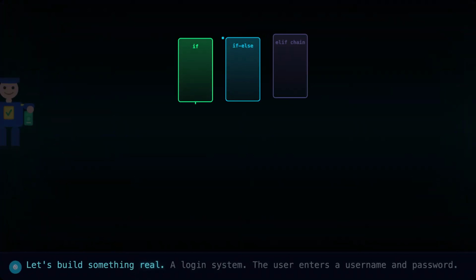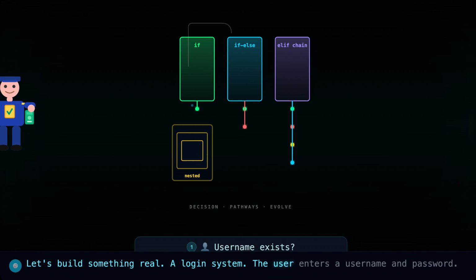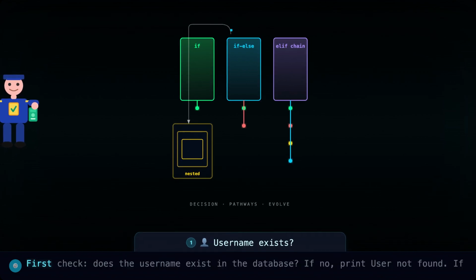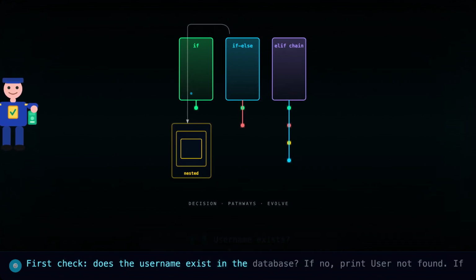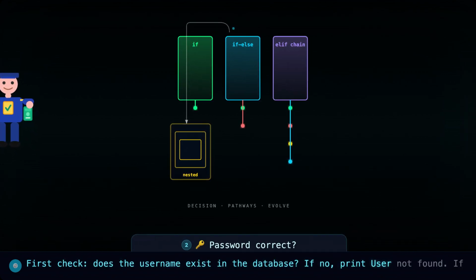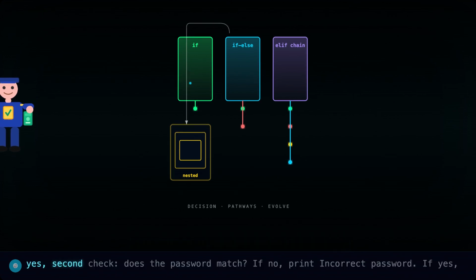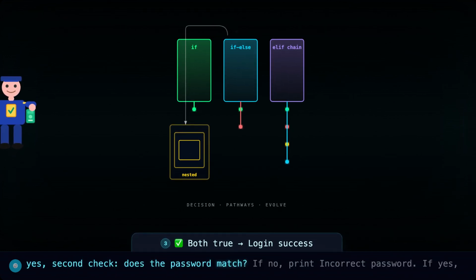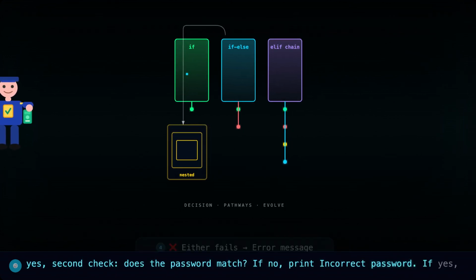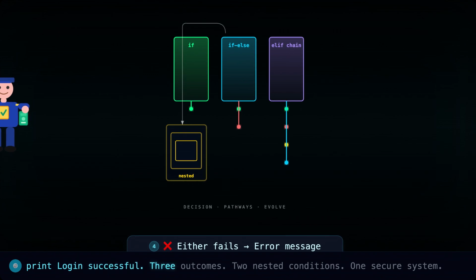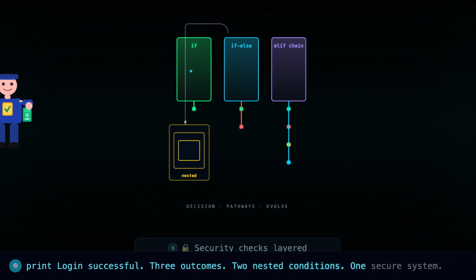Let's build something real. A login system. The user enters a username and password. First check. Does the username exist in the database? If no, print user not found. If yes, second check. Does the password match? If no, print incorrect password. If yes, print login successful. 3 outcomes. 2 nested conditions. 1 secure system.